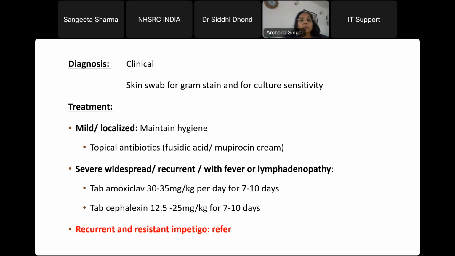If it is widespread or recurrent or associated with fever or regional lymphadenopathy, that means it has become systemic, and then you need amoxiclav as the first drug of choice, 30 to 35 milligram per kg body weight for 7 to 10 days. And if it is still recurrent and resistant, then you refer to a dermatologist, because pus for culture sensitivity is to be done. And if it is MRSA, or methicillin-resistant Staph aureus, then it needs to be managed by a specialist. Next.